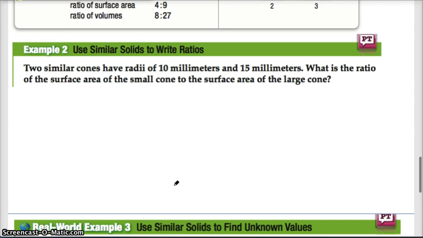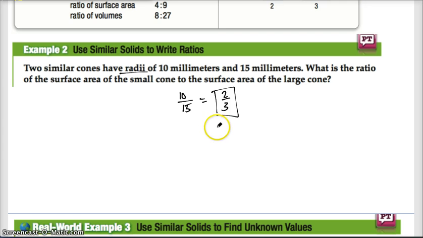Okay, let's look at this example here. We've got two similar cones, and two similar cones have radii of 10 millimeters and 15 millimeters. What is the ratio of the surface area of the small cone to the surface area of the large cone? Well, I like this problem because it gives us a great opportunity to see what we can do. We're talking about the radii, so we're talking about the same side. 10 to 15 would be the scale factor. And so when I reduce that, I get 2 to 3. Very similar or common scale factor that we've been working with.